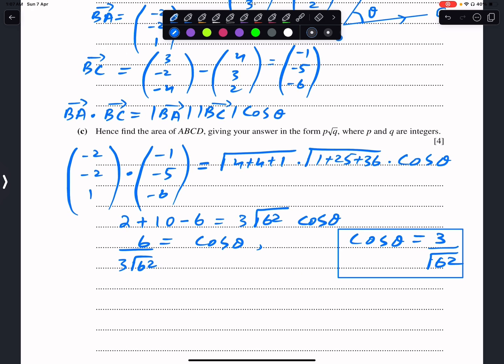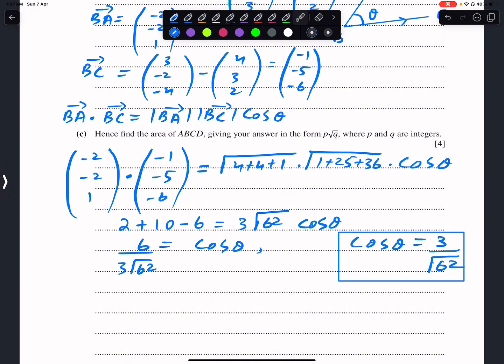Next we have: find the area of ABCD, giving your answer in the form of P square root Q, where P and Q are integers. Student, here we have 2 over root 62, okay?